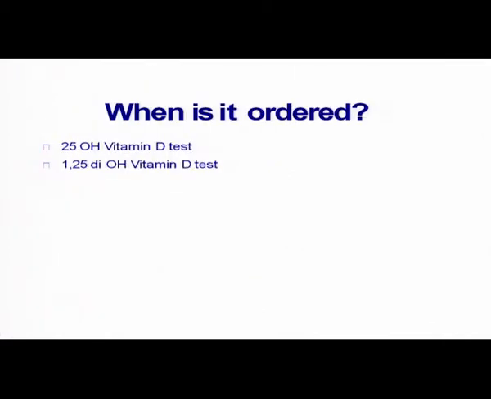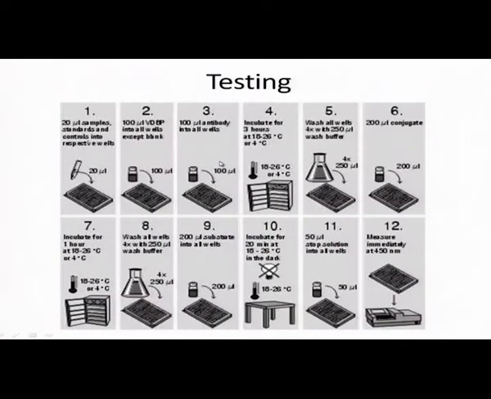So, we are going to look at when you need to order. These are two tests which are generally recommended: checking the levels of vitamin D in terms of the 25 hydroxy vitamin D metabolite in circulation, and also ordering the 1,25 dihydroxy vitamin D test. So, these are the tests, and this is one format for the test.